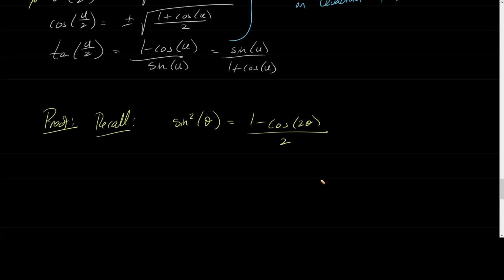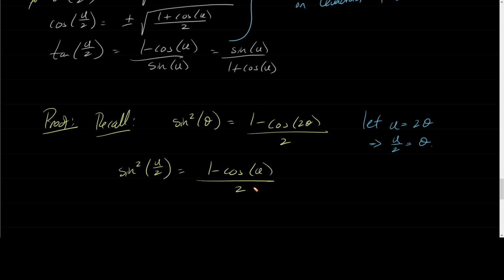Now what I'm going to do here is let u be equal to 2 theta. That implies that u over 2 is equal to theta, right? So how is that helpful? Well, what I can do now is rewrite this as sine squared of u over 2, instead of theta, is equal to 1 minus cosine of, instead of 2 theta, I've got u, and that over 2.